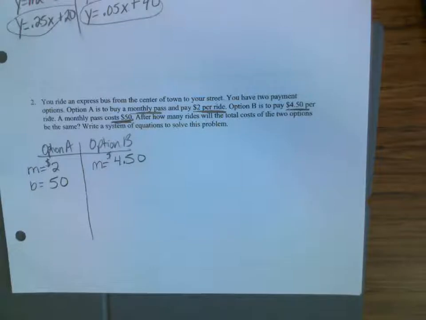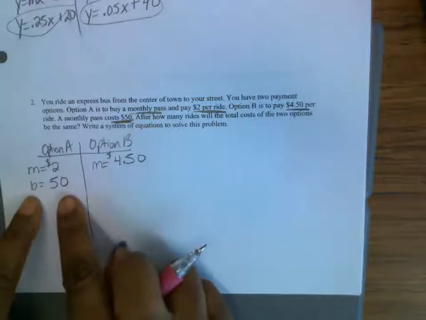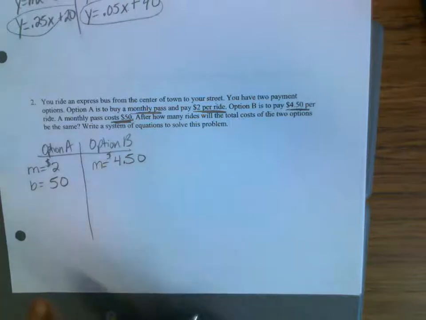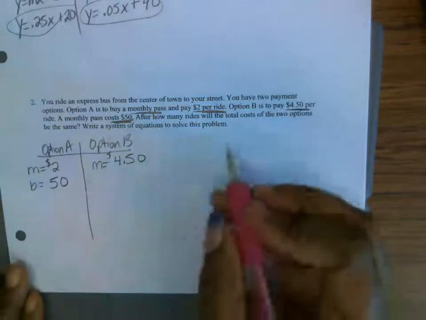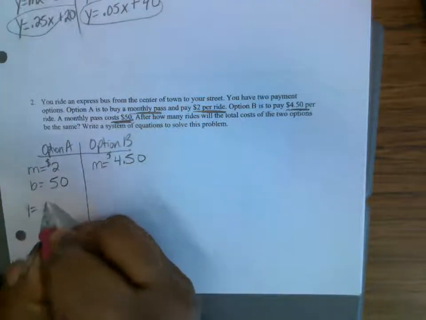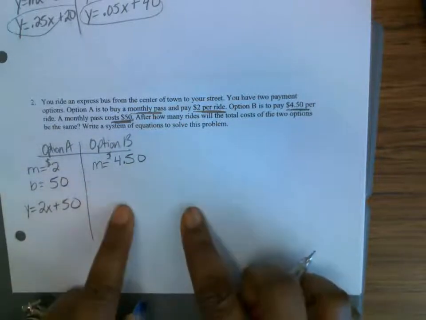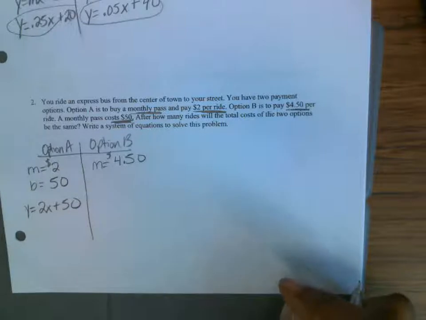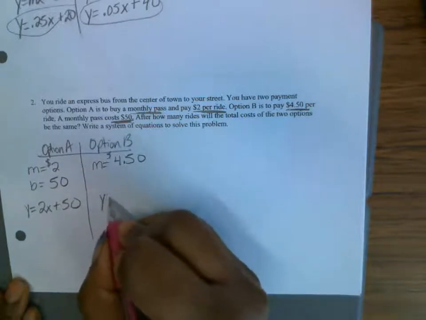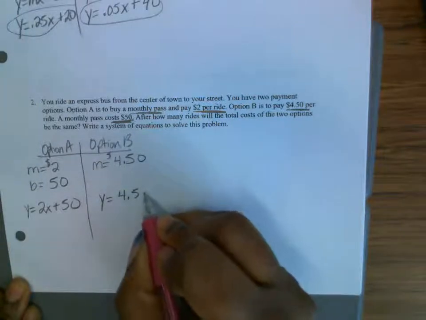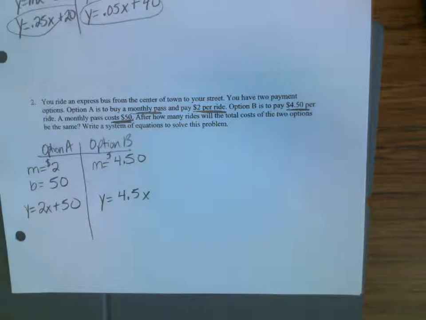All right. So let's write the equation for A and write the equation for B. Can somebody tell me what the equation for A is going to be? Very good. Y equals 2x plus 50. Can somebody tell me what the equation for option B is going to be? Anybody? Y equals 4.5x. Very good. Y is equal to 4.5x. Great job. There's no y-intercept here.